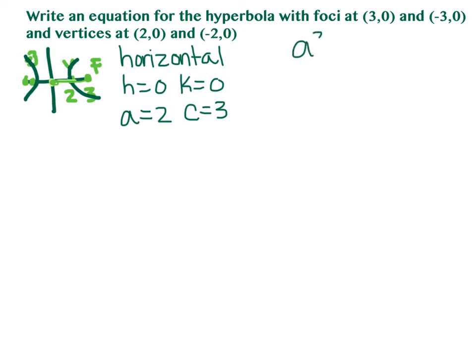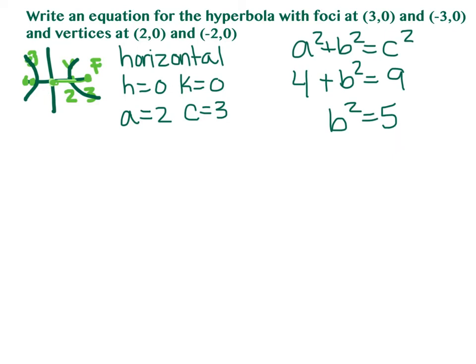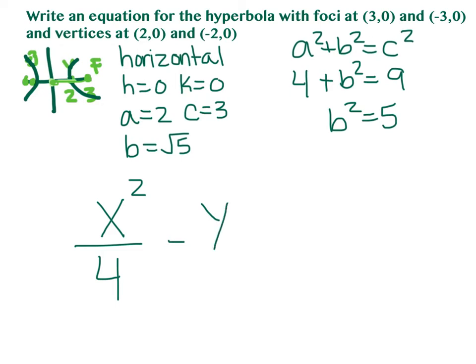So we're going to use A squared plus B squared equals C squared, where A is 2, so we've got 4 plus B squared, and C is 3, so equals 9. That means that B squared equals 5, and B is the square root of 5. You don't really need B, though. To write the equation, all you need is B squared, because we have x minus h all squared over A squared, which is 4, minus y minus k, which we don't have a k, so y squared, over B squared, which is 5, equals 1.